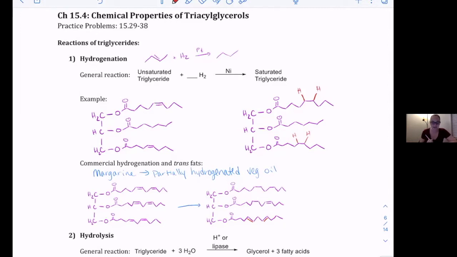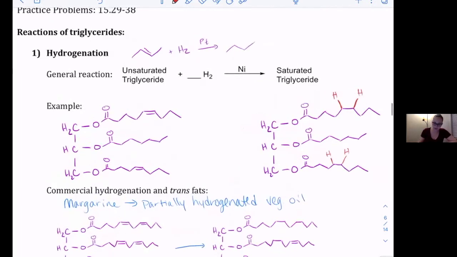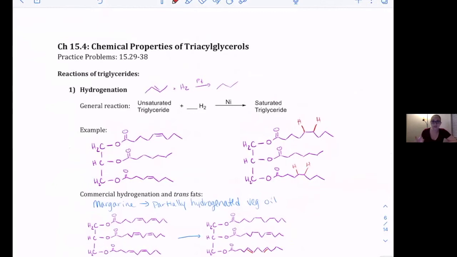So let's go ahead and jump into our first reaction, which is hydrogenation. So we've talked about hydrogenation before in terms of just our alkenes back in our chapter 11, I believe, way back in the day, where we just have an alkene or an alkyne, and you add hydrogen to it, with your metal catalyst, and you fully saturate those double bonds to make an alkane. So in this reaction, it's exactly the same. We're going to be doing the same process as we did before.